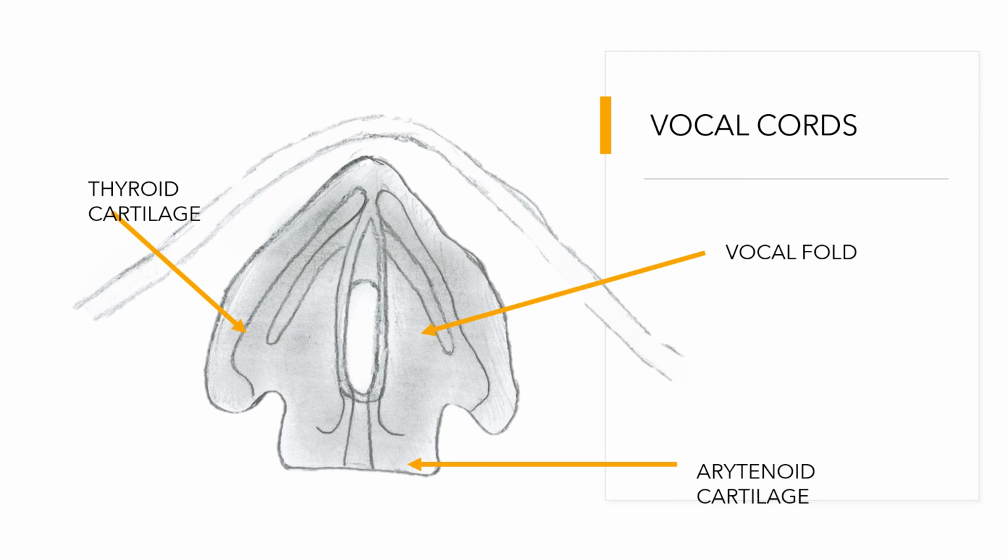Then we have the arytenoid cartilage. The arytenoid cartilage helps us move the vocal folds, allowing tension, relaxation, or approximation between the vocal folds. Being attached to the arytenoids, they move along with them.